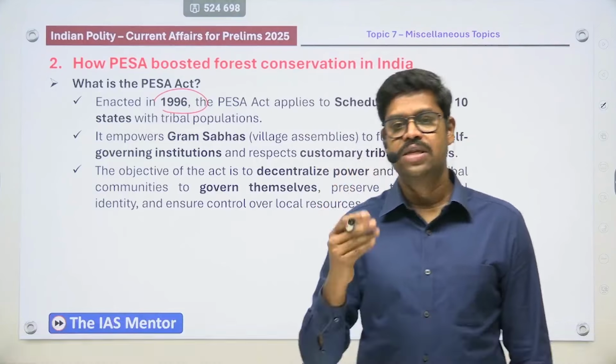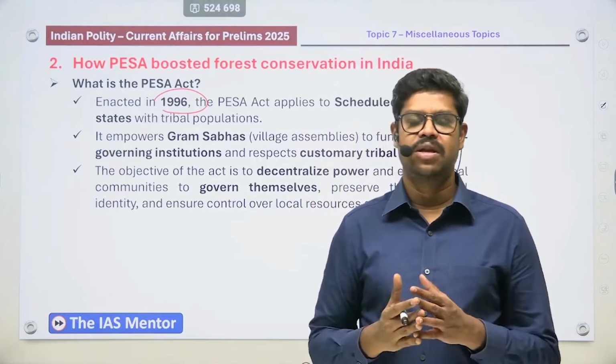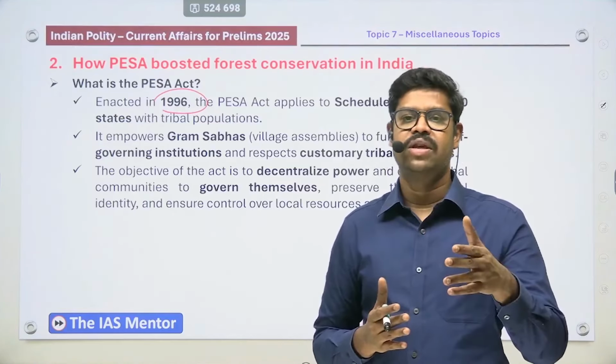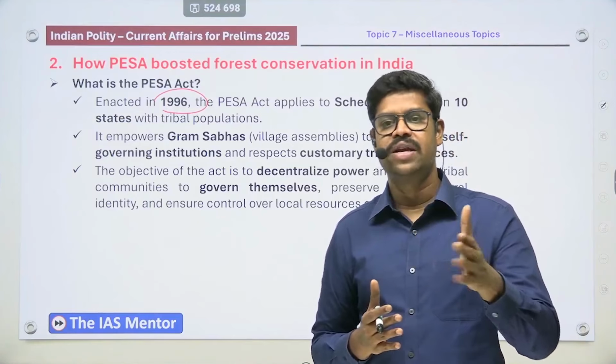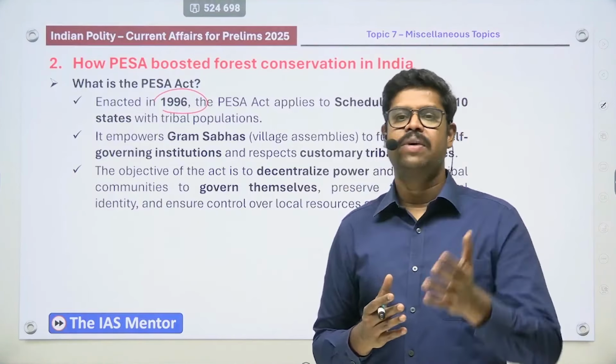But you can ask me, sir, we do have the 73rd Constitutional Amendment Act, which provides for a Panchayat Raj system. The Panchayat Raj system does not apply to the Schedule 5 areas, neither does it apply to the Schedule 6 areas. So, it only applies to the other parts of the country.